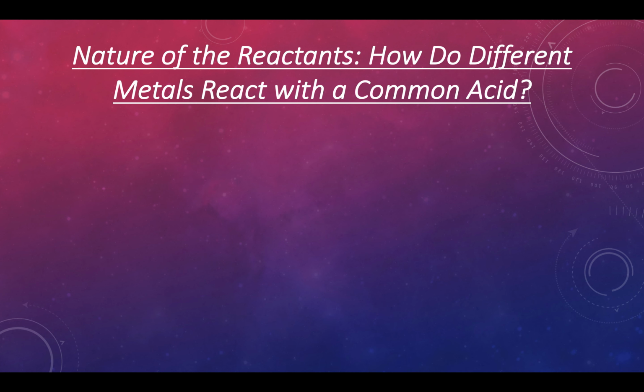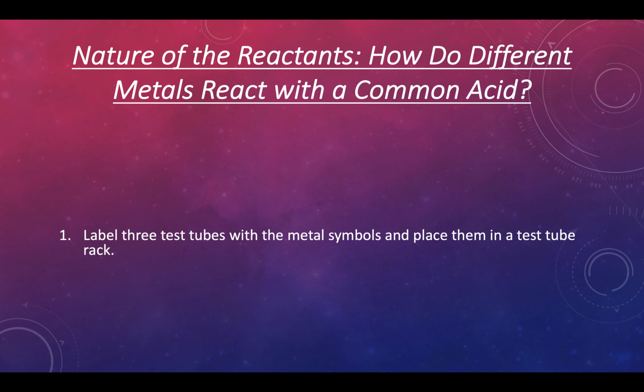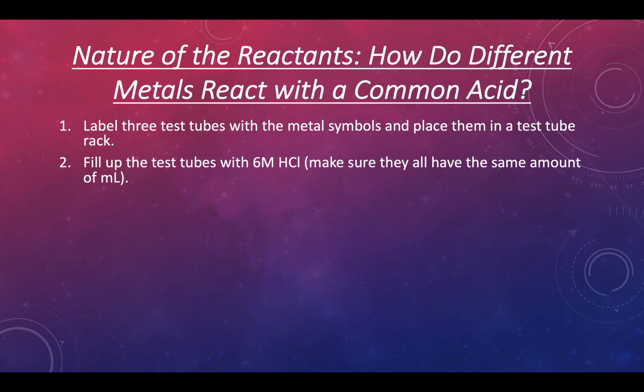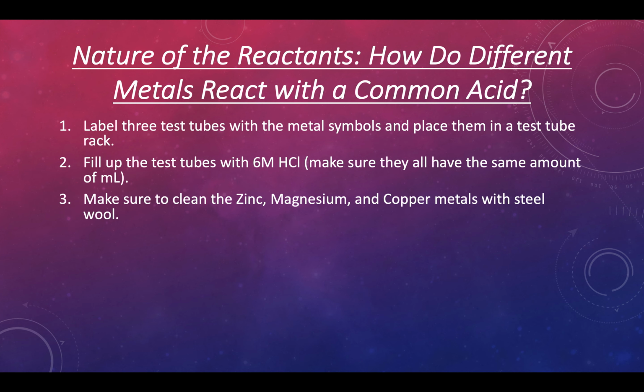Now, the nature of the reactants, how do different metals react with a common acid? Here's where I will be explaining the steps for the experiment. So, our first step will be label the 3 test tubes with the metal symbols and place them in a test tube rack. Step 2 will be us filling up the test tubes with 6 molarity hydrochloric acid, which is going to be the concentration. We have to make sure that they all have the same amount of milliliters.